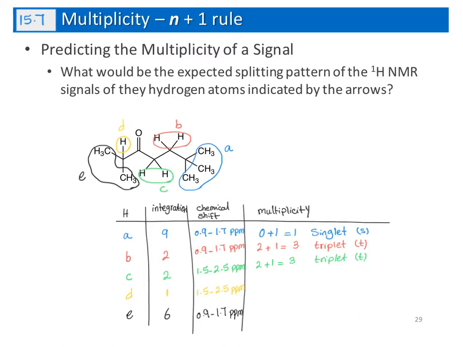Now let's look at the yellow hydrogen. This yellow hydrogen, again, is connected to this carbon. Now we need to look at the neighboring carbons. On the neighboring carbons, we have 6 hydrogens connected. So it should be 6 plus 1. It's a septet.